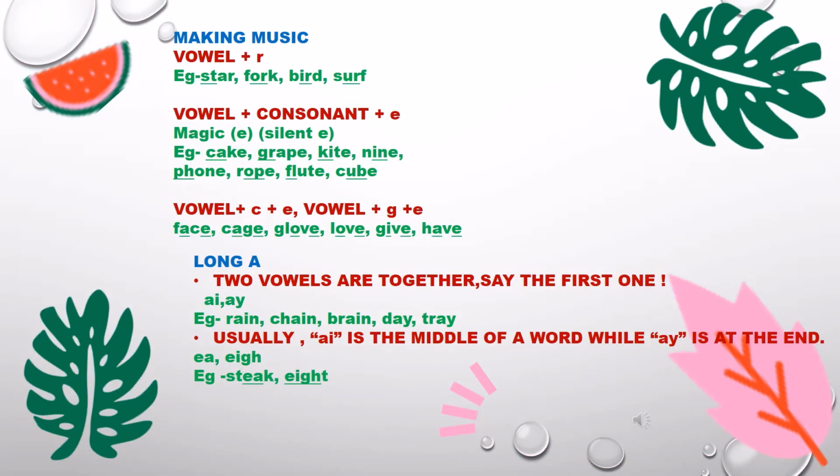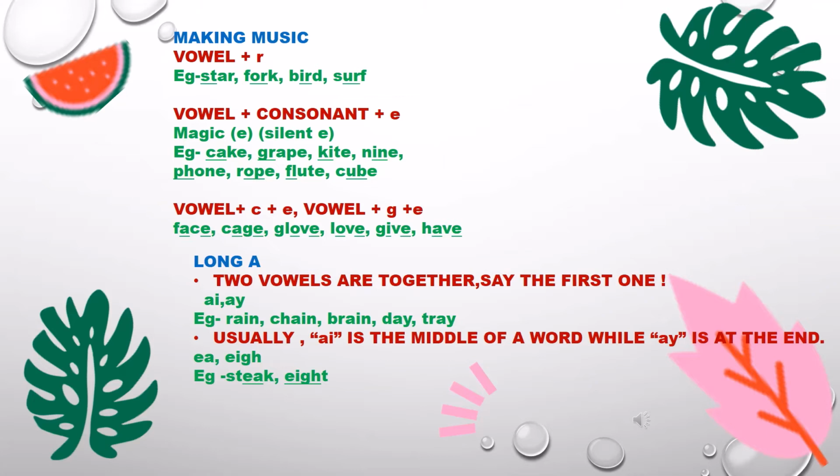Kids, making music with vowel and R. For example, star, fork, bird, and many more. Vowel plus consonant plus E. Magic of E. For example, cake, grape, kite, and nine. For example, silent E. Phone, rope, flute, cube, and many more. Vowel plus C plus E. Face. Vowel plus G plus E. Cage, and many more.